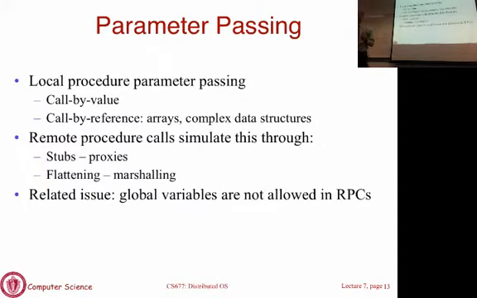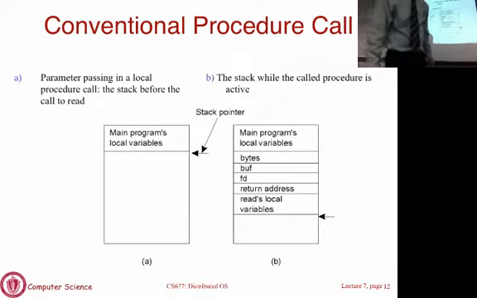In conventional procedures or any system, you have two kinds of parameter passing: call by value and call by reference. In call by value, you typically take the value of the parameter and push it onto the stack. In call by reference, you pass a pointer to the original data. Call by reference is the same as passing pointers.